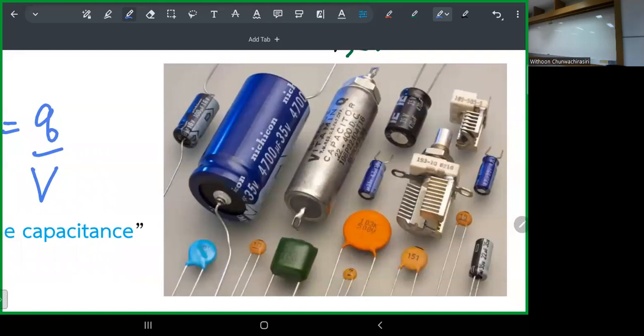And some of these can be read here. I think this one here is 100 microfarad, smaller. So you have a smaller tank. That's okay. The shape is smaller, so it's supposed to have a smaller capacitance.